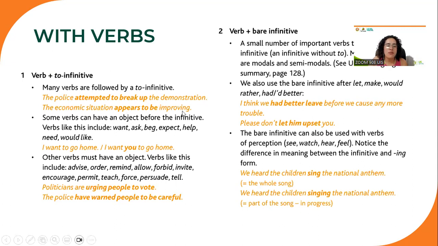So here you can see we have both. To be, first the infinitive, and then we have the participle form, ing. But here we're focusing on appears to be, okay? There are some verbs like want, ask, beg, expect, help, need, and would like. This is a very small list of verbs that could have an object before the infinitive. What does this mean? Let's look at the sentence.